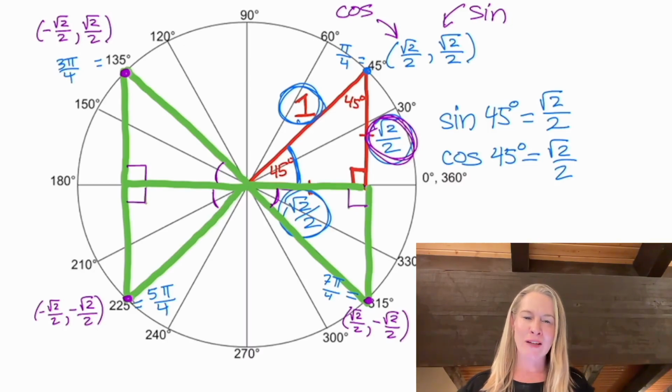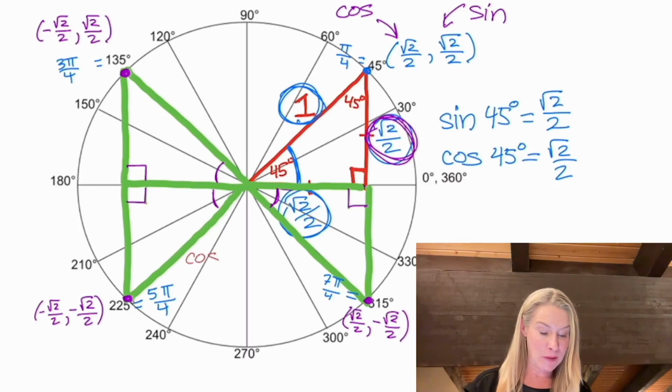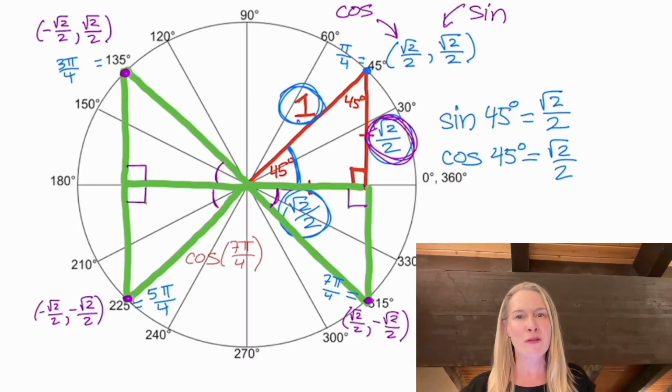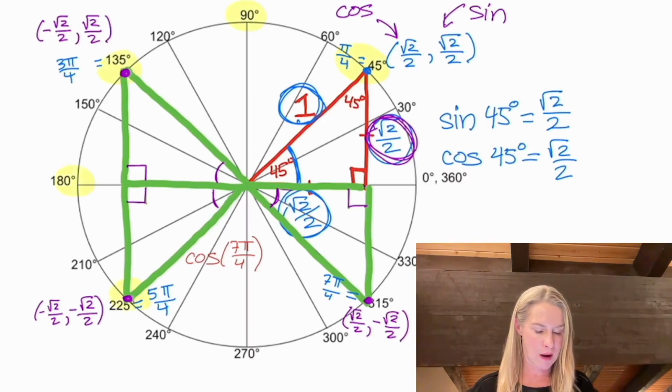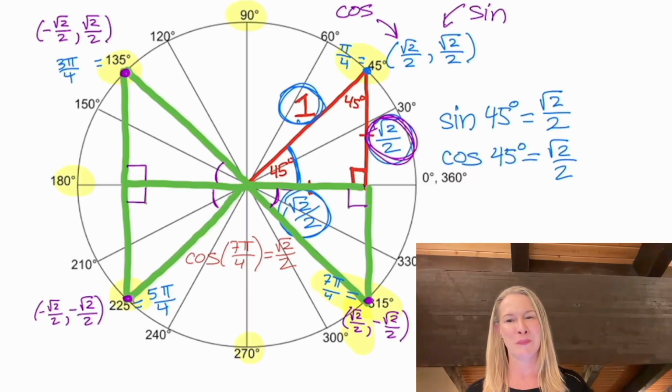So if you were asked, for instance, to find the cosine of 7 pi over 4, here's a thought process that I would go through if I was a student. Okay, pi over 4, I need to count up to 7 pi over 4. There's 1 pi over 4, 2, 3, 4, 5, 6, and 7 pi over 4. Cosine tells me I'm looking for the x value, and therefore the cosine of 7 pi over 4 I know is positive root 2 over 2.